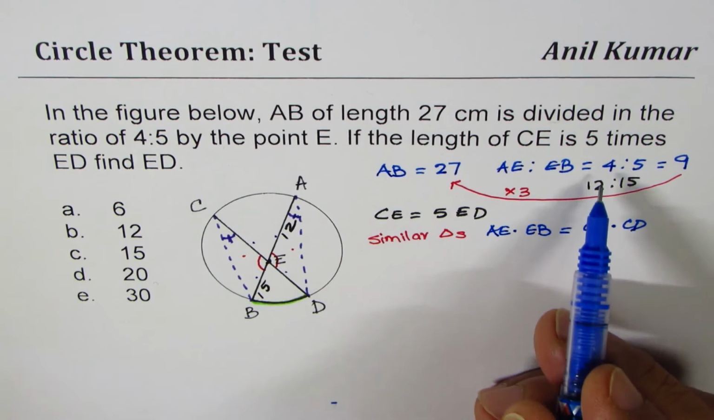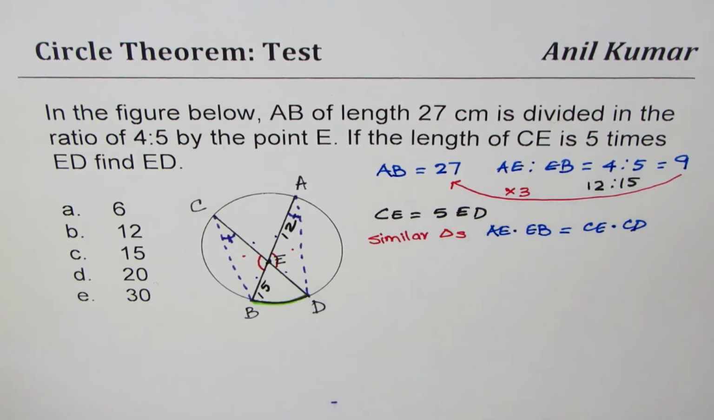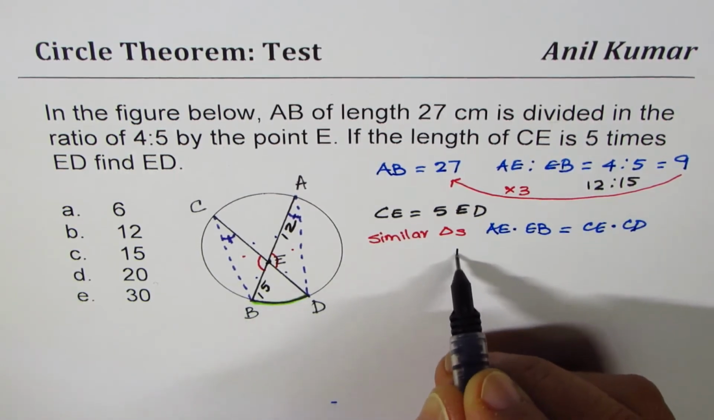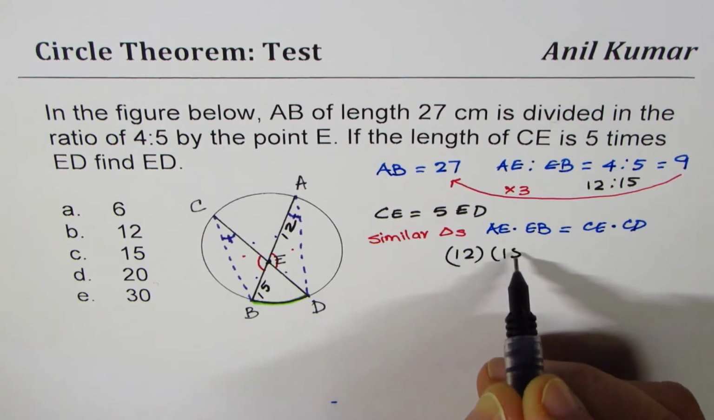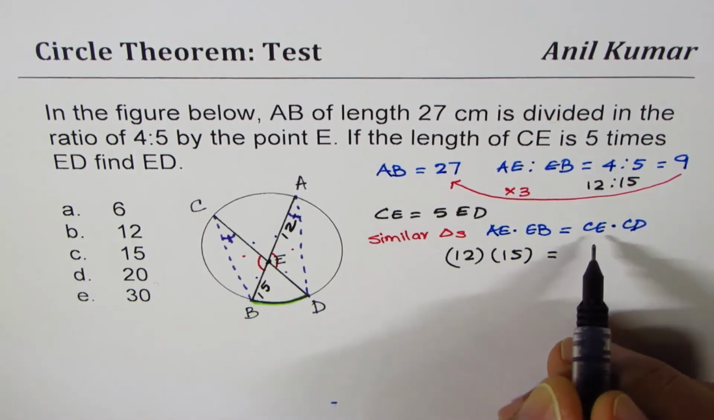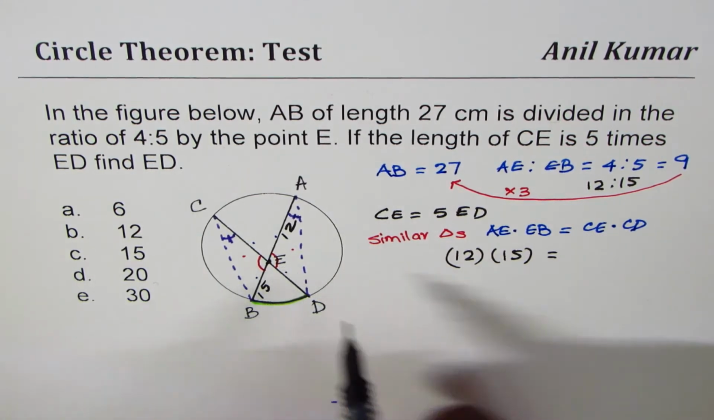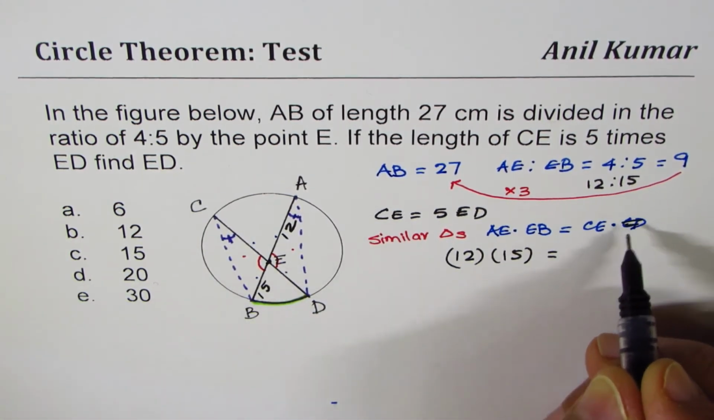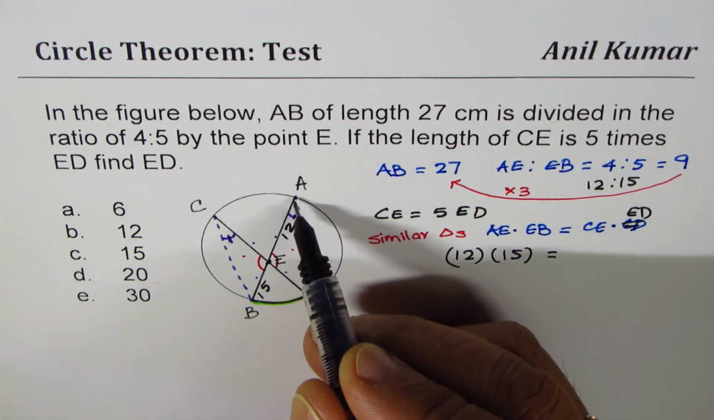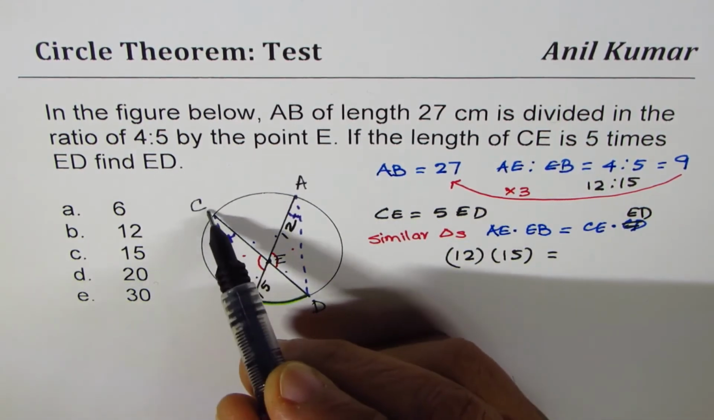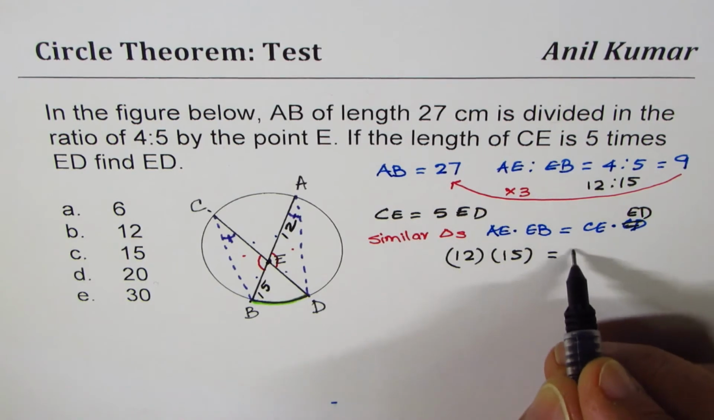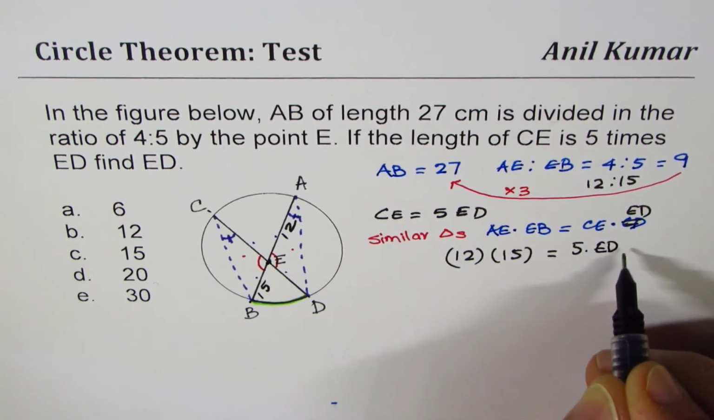Now we know already what AE and EB are, so placing their values, which is 12 and 15, let me write here. So we have 12 times 15 equals CE times ED. So the product of AE and EB is the same as CE times ED, right? We can write CE in terms of ED, so I'll replace CE by 5ED. That is given to us. So 5ED times ED, correct?